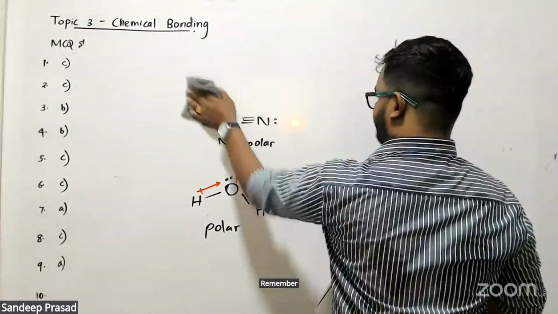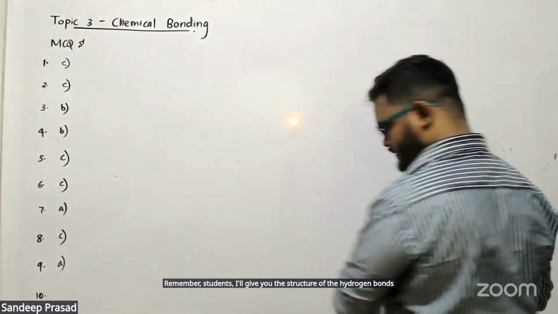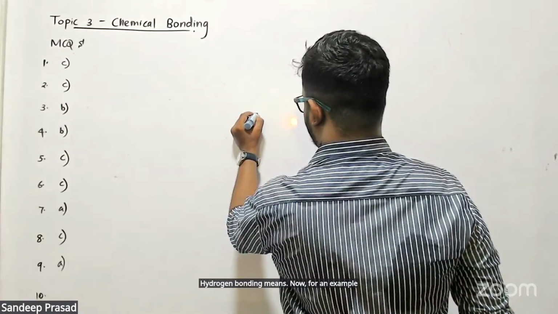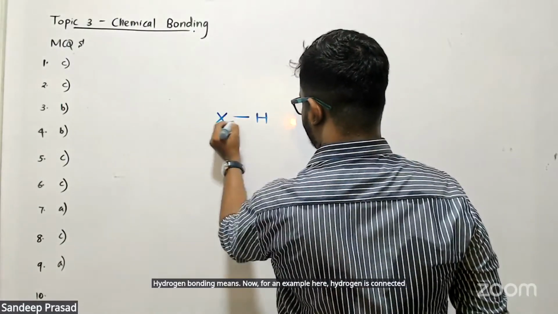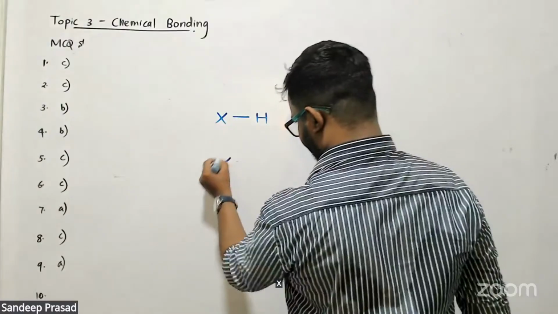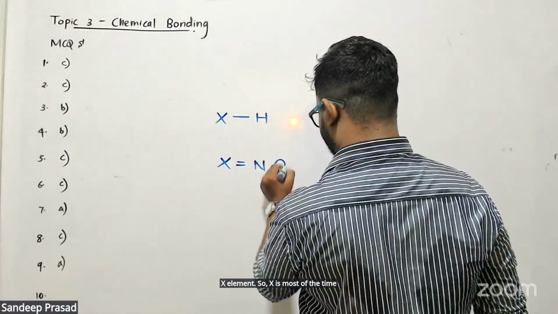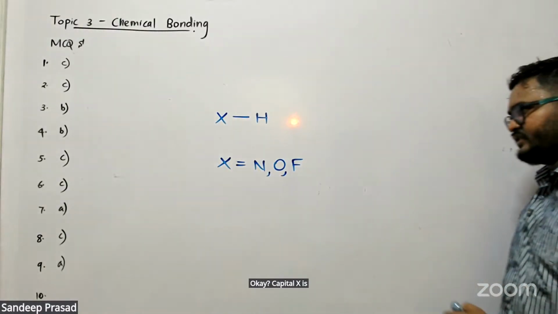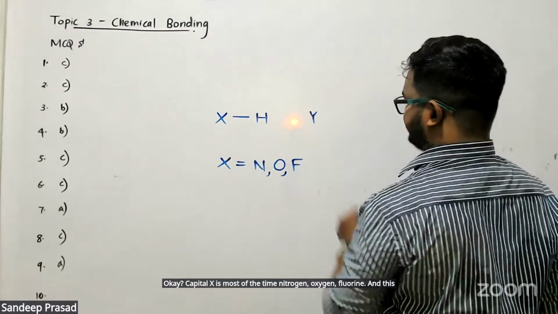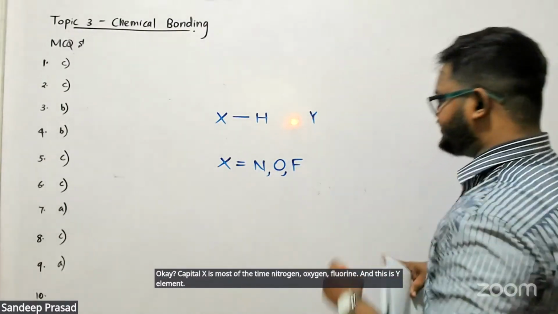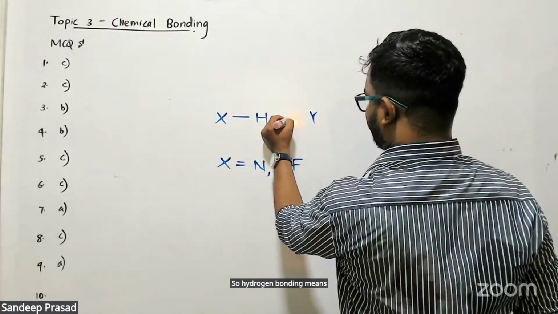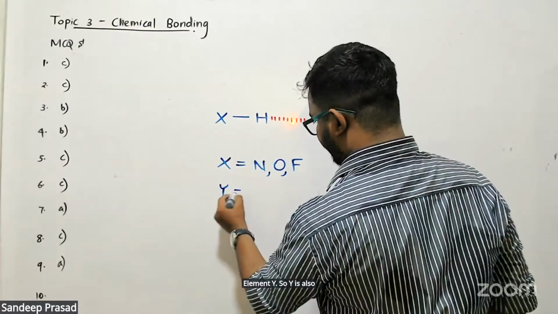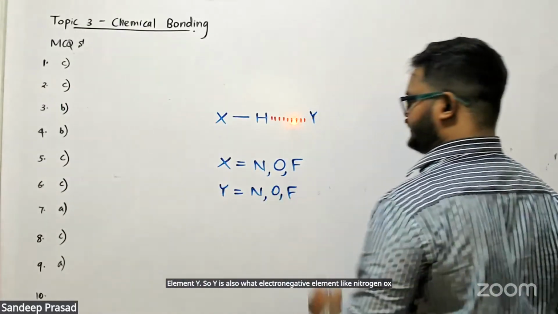Remember, students, I'll give you the structure of the hydrogen bonds. Normally, hydrogen bonding means, for example here, hydrogen is connected to X element. So X is most of the time nitrogen, oxygen, and fluorine. And this is Y element. So hydrogen bonding means the attraction between this hydrogen and element Y. So Y is also what? An electronegative element like nitrogen, oxygen, fluorine.